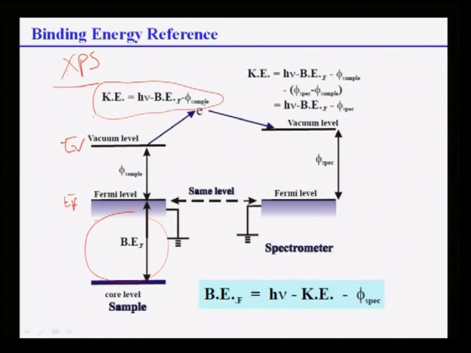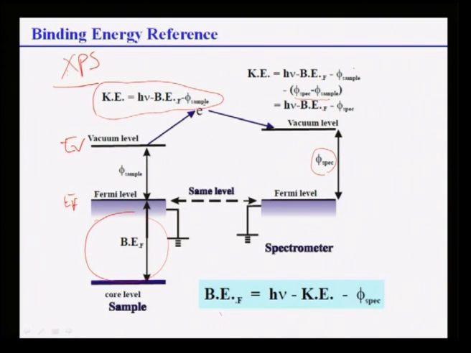So that is basically what happens in the case of a spectrometer. There is a vacuum level, then there is a spectrometer work function, so this needs to be subtracted. When the electron falls on the spectrometer, the kinetic energy becomes h nu minus BE minus phi spec, because phi sample basically cancels out.